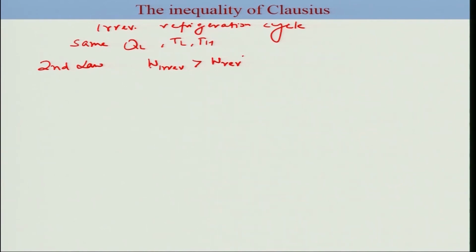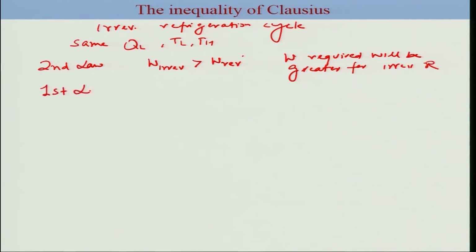So we know W irreversible should be more than W reversible. That is, W required will be greater for the irreversible refrigerator. Let's now look at the first law.